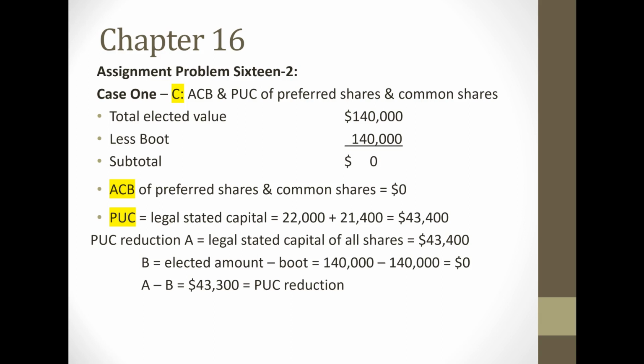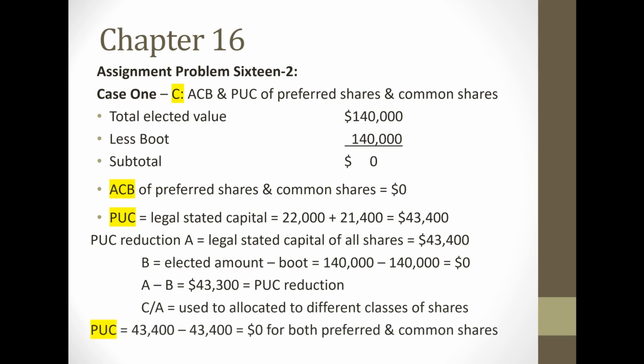If the legal stated capital of all the shares is $43,400, and we have to reduce that by $43,400, that should say $43,400, by the way, not $43,300. The PUC reduction of $43,400 will result in a PUC equal to 0. So once again, there's a typo there. The A minus B should be $43,400, not $43,300 as listed. So we know then that the PUC for both the preferred and common shares is going to be 0.